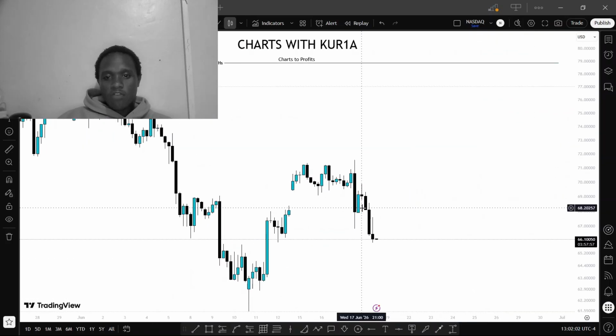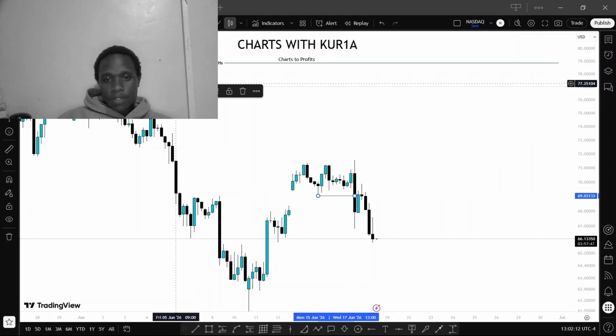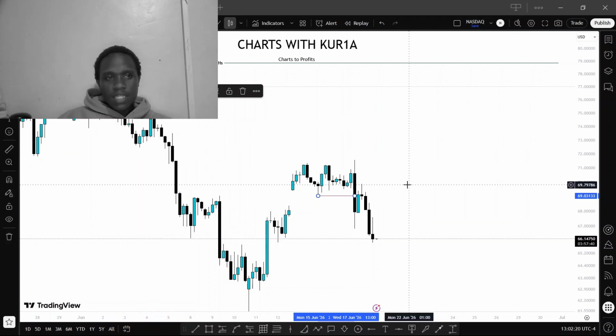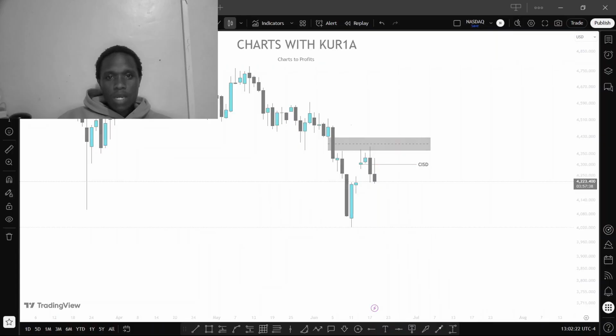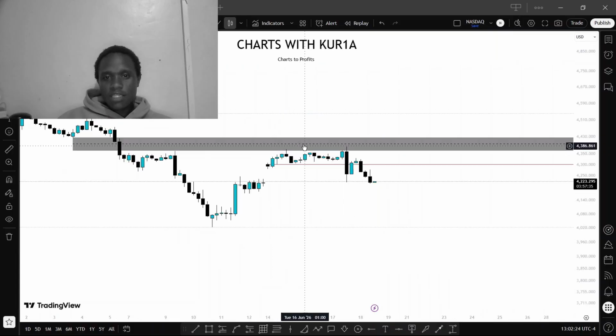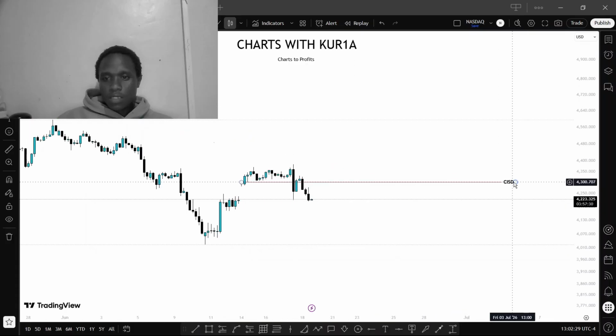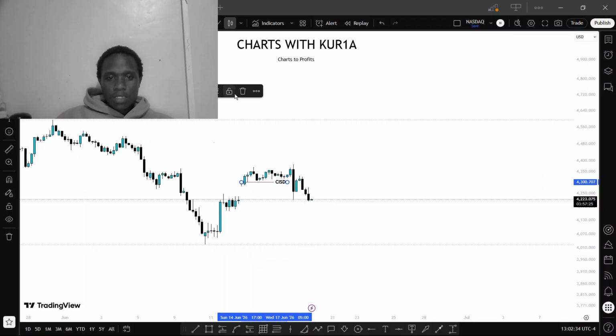Before we do that, you can notice that we had this 4 hour change in state of delivery and a BOS, a break of structure. We had a BOS right here, and a 4 hour order block right there. We can see this better when we go down to the 1 hour chart, but let us also mark them on the 1 hour chart. I will remove that one. Then this CISD, that is the change in state of delivery.